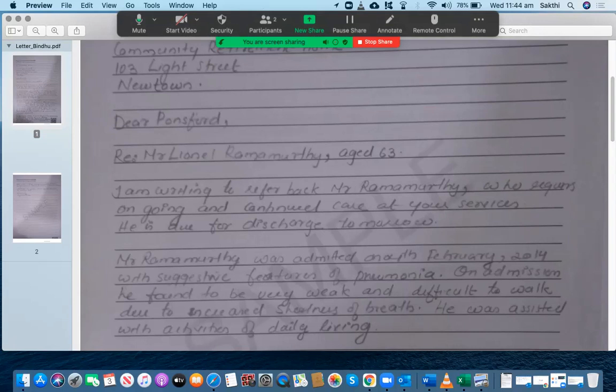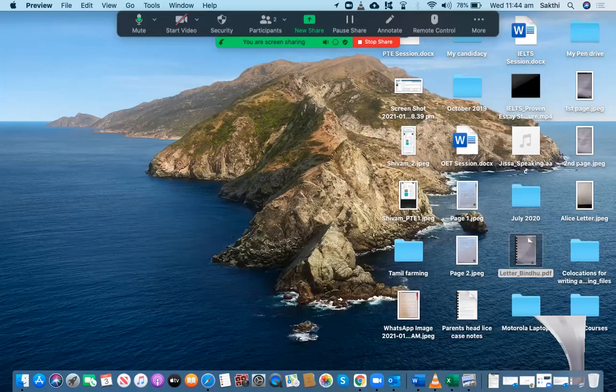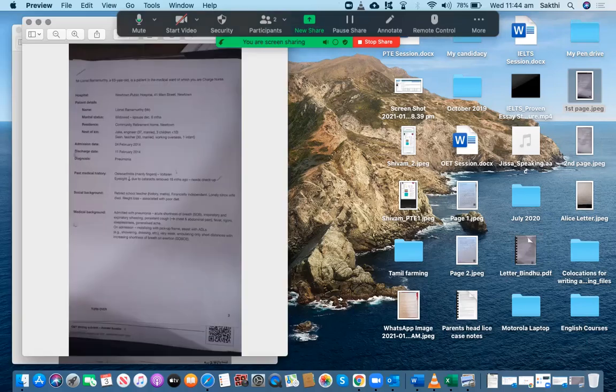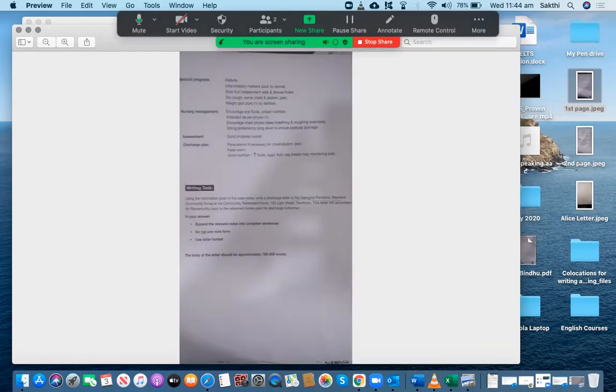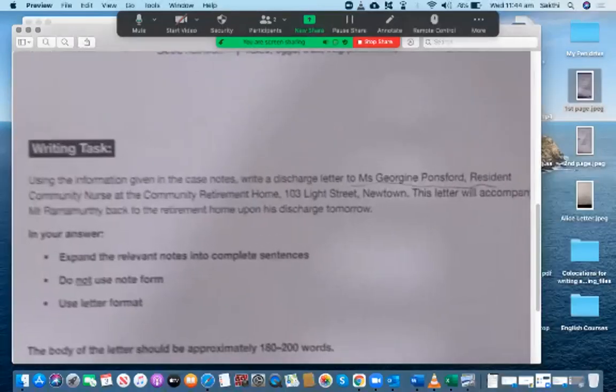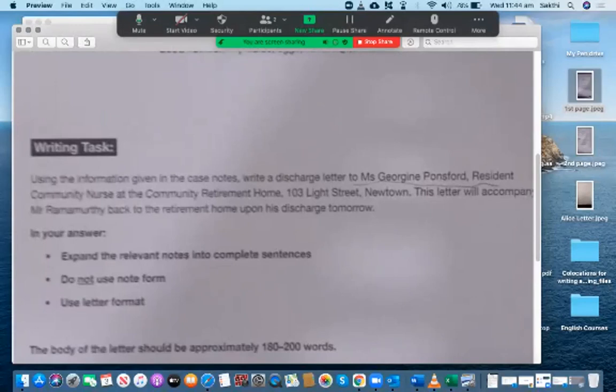All right, let's go through the case notes now. Firstly, I'll go through the second page because I would like to understand whether it is a discharge letter or a referral letter. Look at this. Write a discharge letter. Oh my God, they have clearly mentioned it, isn't it?